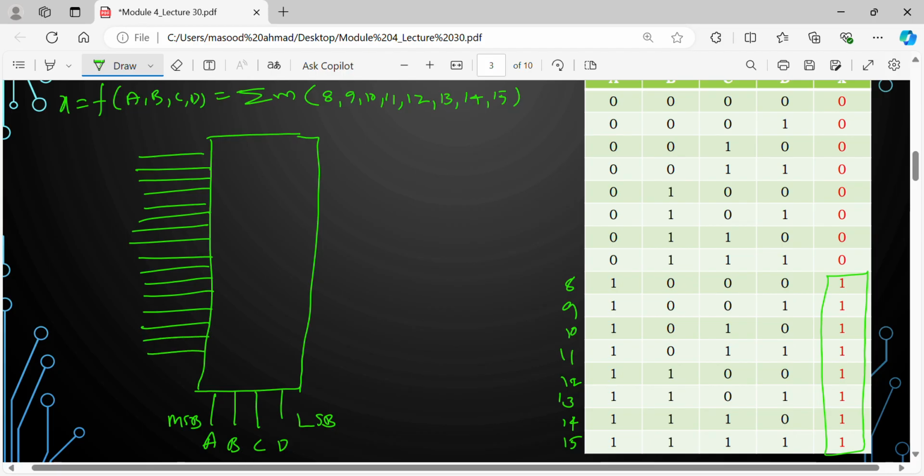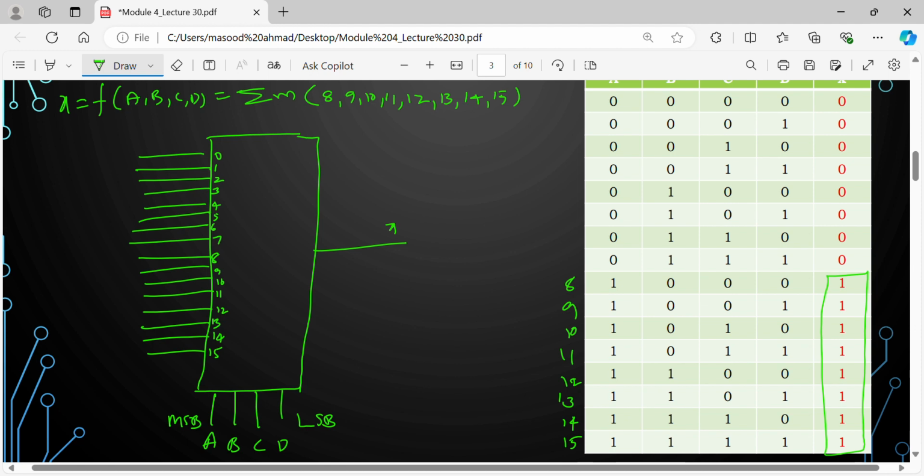Totally 4 times 0 to 4 been done, so totally 16. This is 0, 1, 2, 3, 4, 5, 6, 7, 8, 9, 10, 11, 12, 13, 14, then 15. We are going to get as an output x. So what I am going to apply here is x as an output.